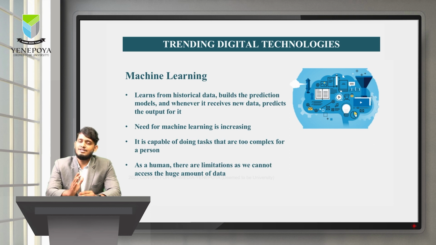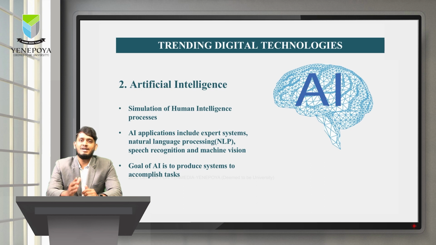For humans, there are several limitations and restrictions, as we cannot access a huge amount of data simultaneously. But computers can access that data systematically and effectively to produce effective solutions for the problem. The second important major trending digital technology is artificial intelligence. Artificial intelligence is the simulation of human intelligence processes by machines, especially computer systems.